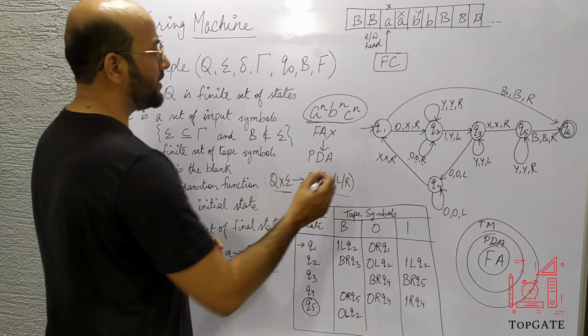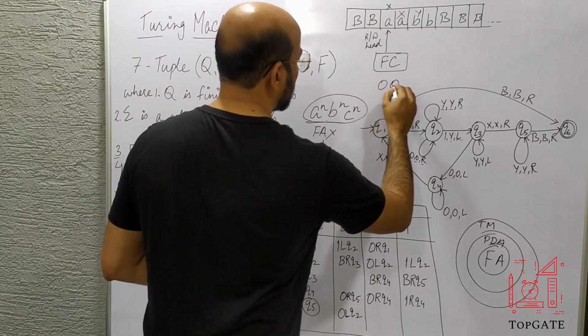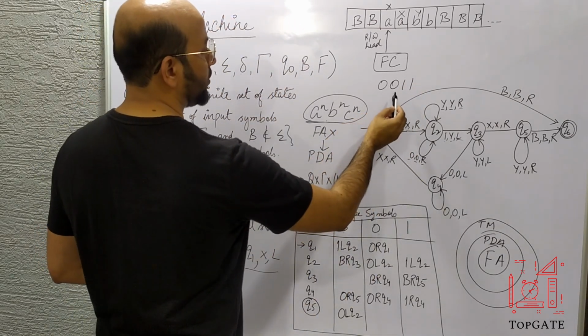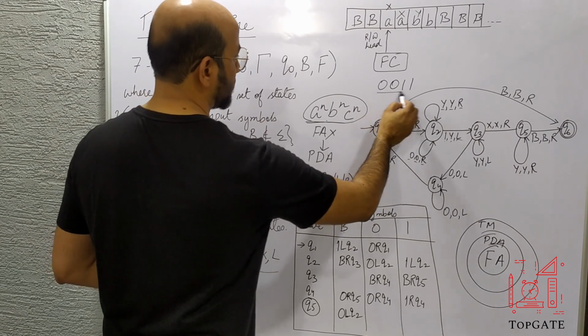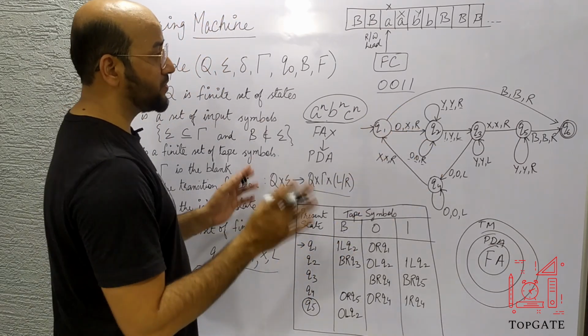Suppose I give you some string, and the string in this case is 0, 0, 1, 1. If you need to find the computation sequence of this string on this machine, then how will you write the description of the states?